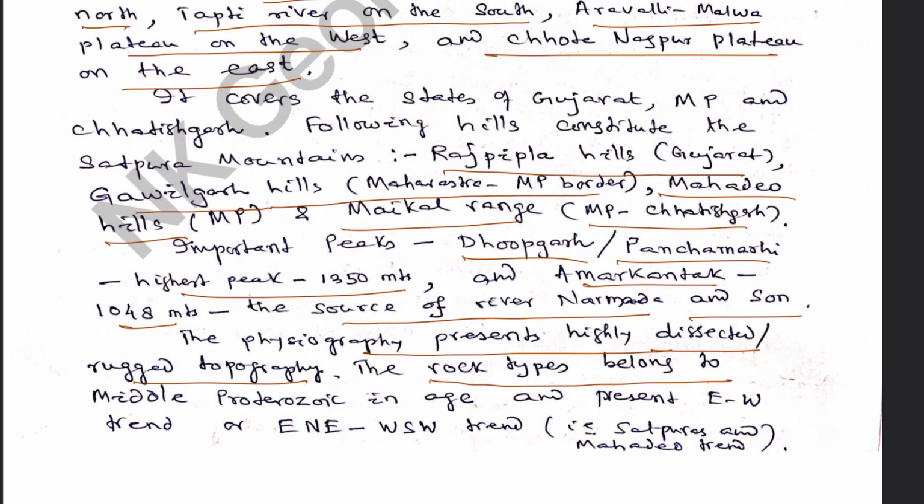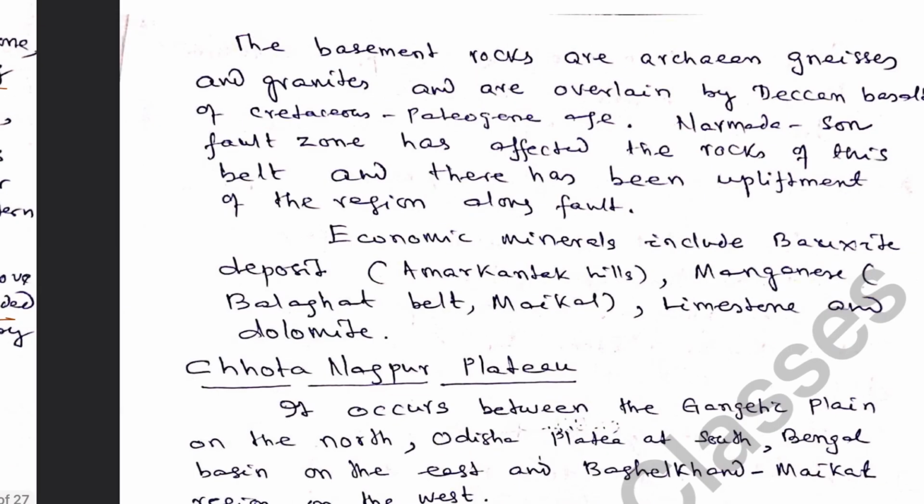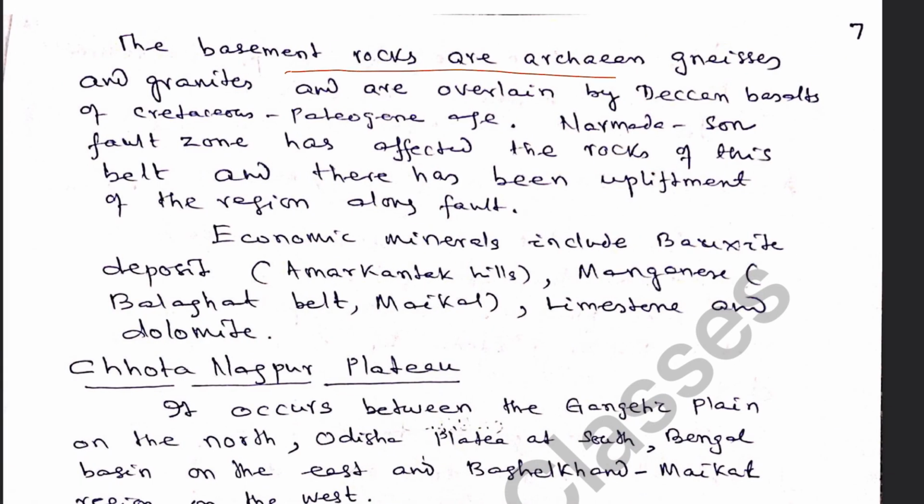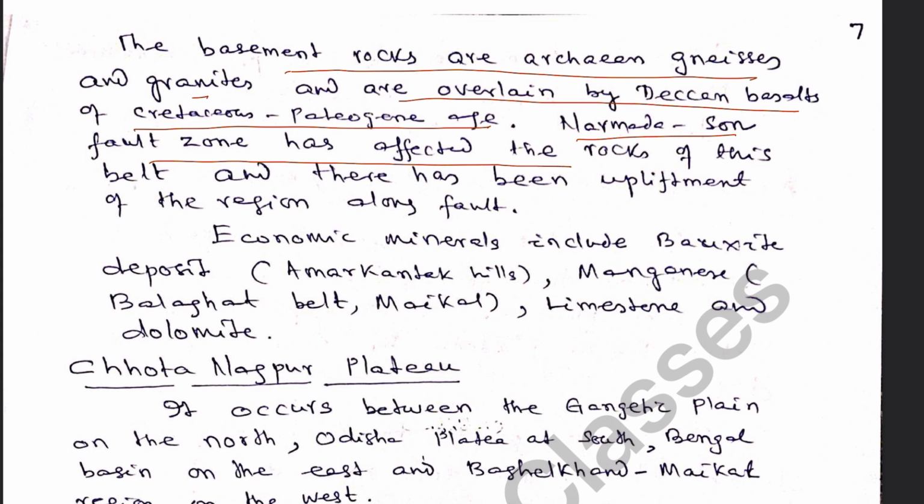The rock types belong to middle Proterozoic in age and represent east-west trend, or east of northeast, west of southwest trend, which is the Satpura and Mahadev trend. The basement rocks are Archean gneisses and granulites and are overlain by Deccan basalts of Cretaceous Paleogene age. Narmada Son fault zone has affected the rocks of this belt and there has been upliftment of the region along the fault.